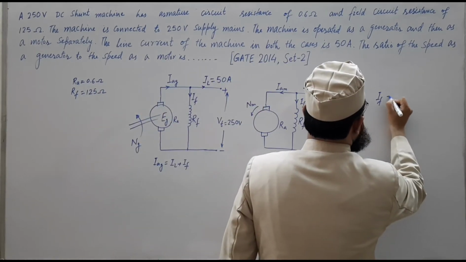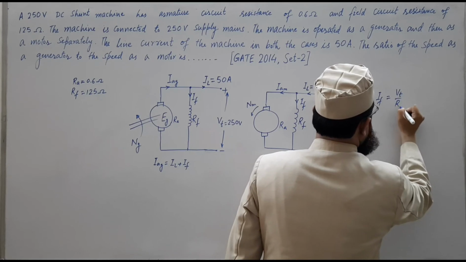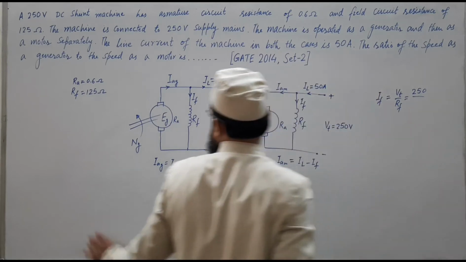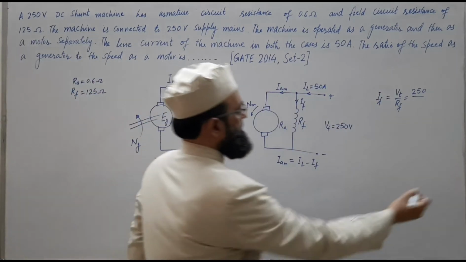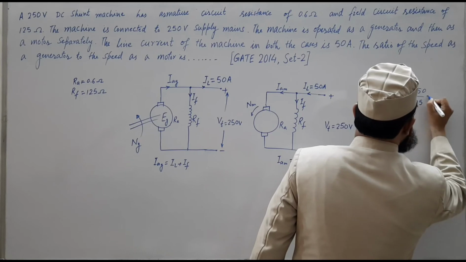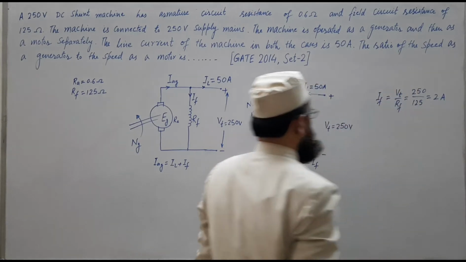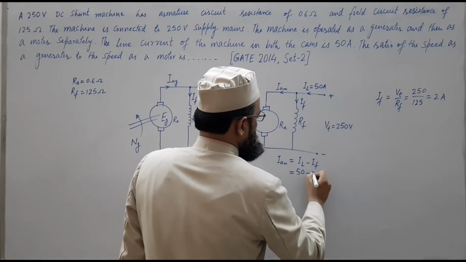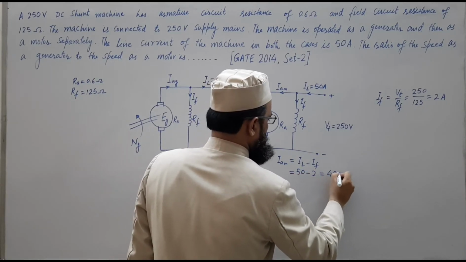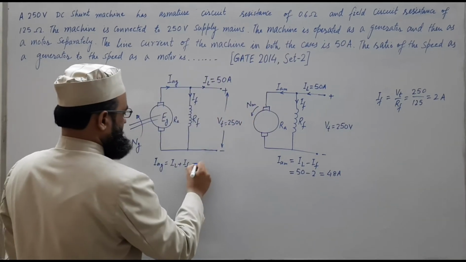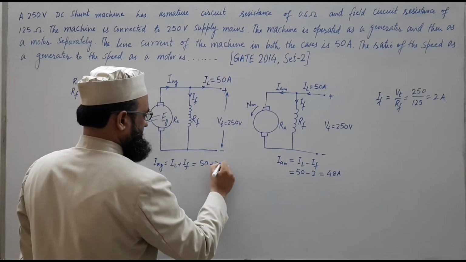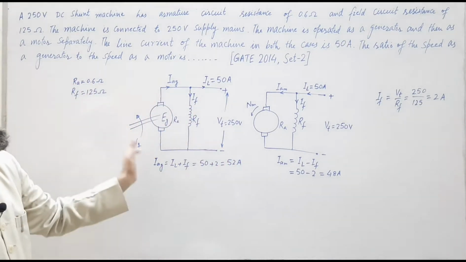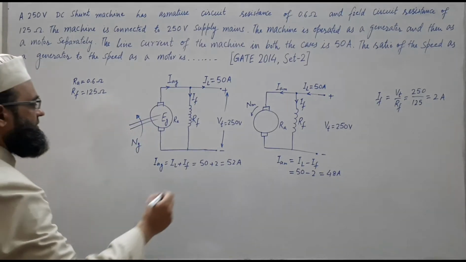So IF is nothing but Vt by RF. So this is coming out to be 250 volt upon RF, which is 125 ohm. So this gives 2 ampere IF. So that's why this will be 50 minus 2 ampere, that is 48 ampere. This will give 50 plus 2 ampere, that is 52 ampere. Now apply KVL to write the EMF equations.